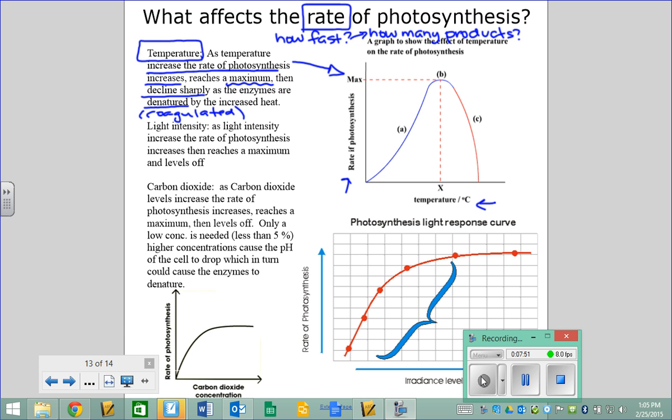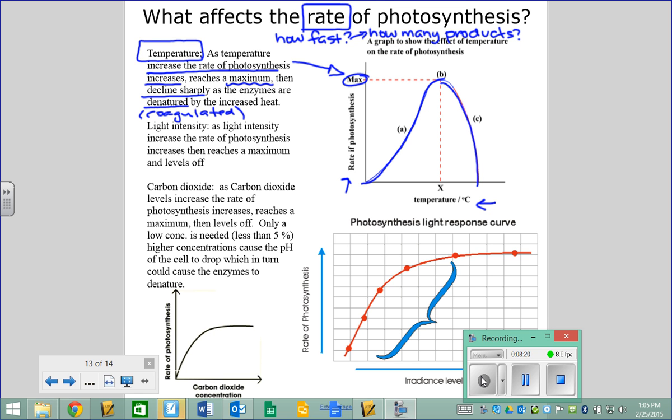Now this is temperature. If you look, the line goes up until I hit a maximum point. And as soon as I go past that maximum, the rate of photosynthesis drastically and sharply declines. And that's because enzymes are proteins, and proteins become denatured or coagulated as heat increases.